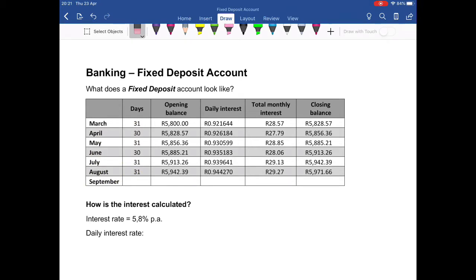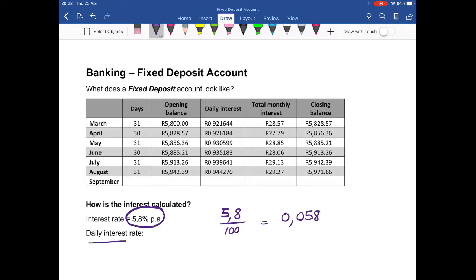A fixed deposit means that you're going to deposit a certain amount of money in the account once a month, or you're going to leave it and it is just going to gain interest. So in this account, the interest rate was 5.8%. Now remember what I said, the first thing we're going to do is write 5.8 over 100. If we calculate that, it is going to be 0.058, and that's per annum.